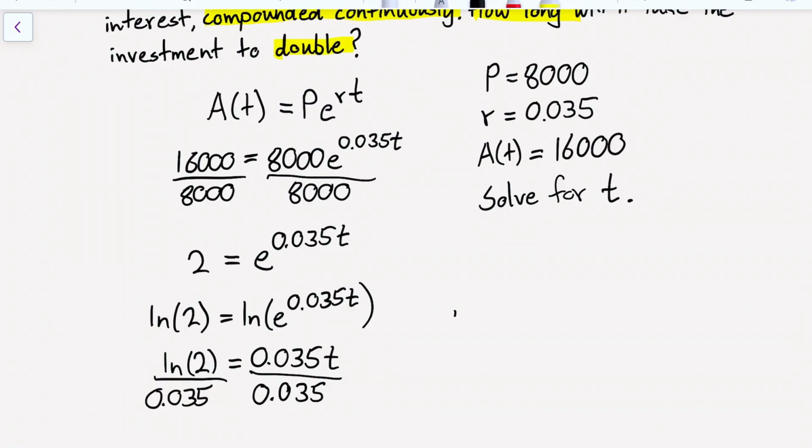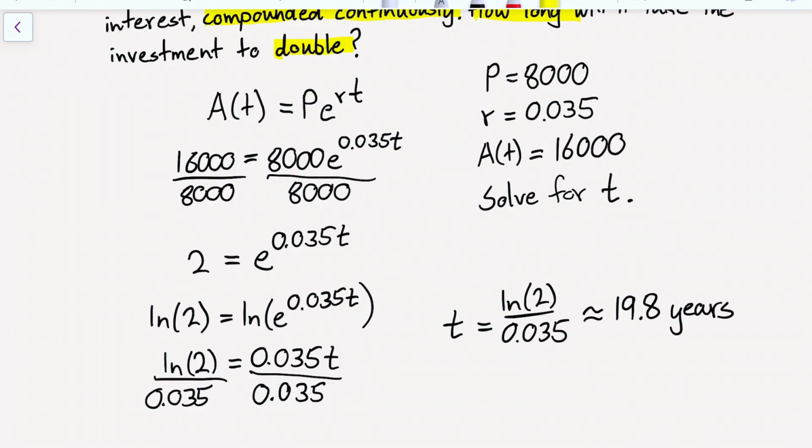This is considered an exact answer for t. So I'm saying the time is the natural log of 2 divided by 0.035. That is an algebraic answer. However, it may not be very satisfying because we often think of time in years, and I don't really know what this is in years. So I'm going to get an approximation of this using a calculator. This works out to about 19.8 years. That is how long it would take for this investment to double.